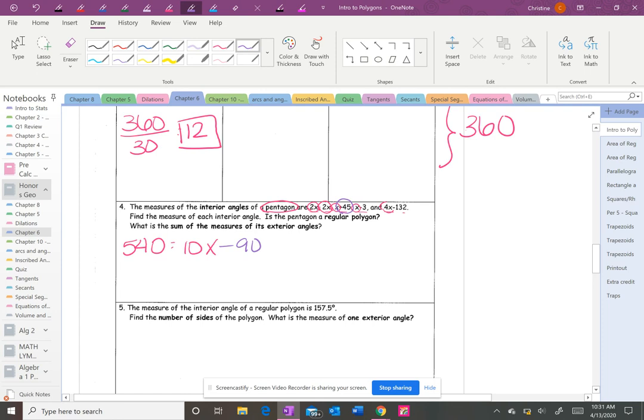And then you're just solving a two-step equation. So 540 and 90 is 630 equals 10x. That means x equals 63. So we found out what x equals. It does want to know if it's regular.